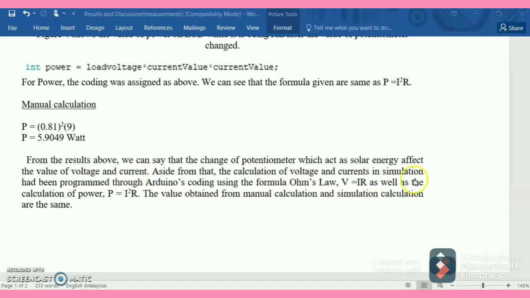The calculation of voltage and current in simulation had been programmed through Arduino coding using the formula Ohm's law V equal to IR and power P equal to I squared R. The values obtained from manual and simulation calculation are the same.